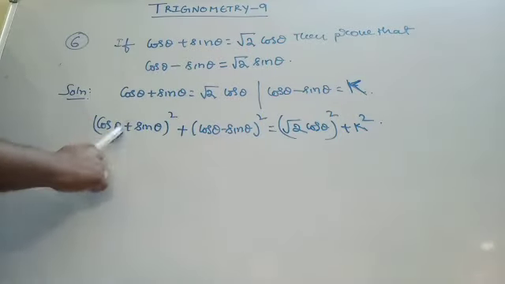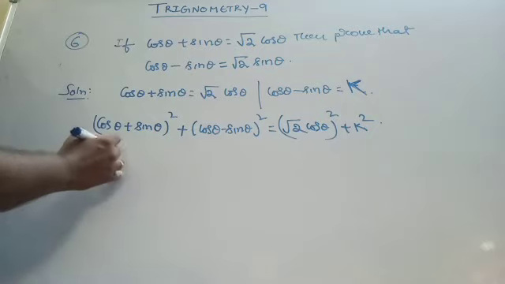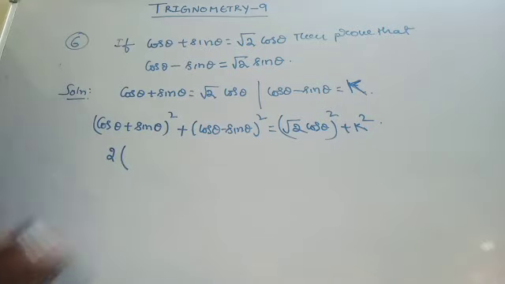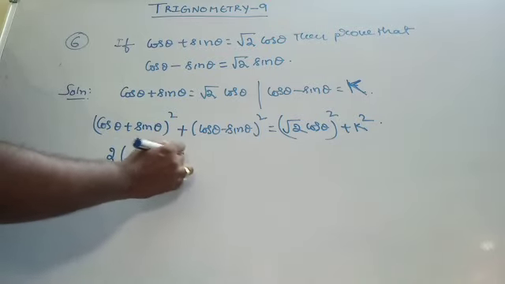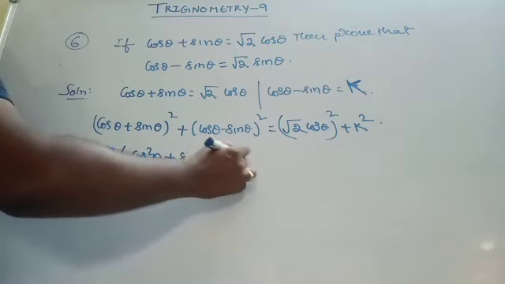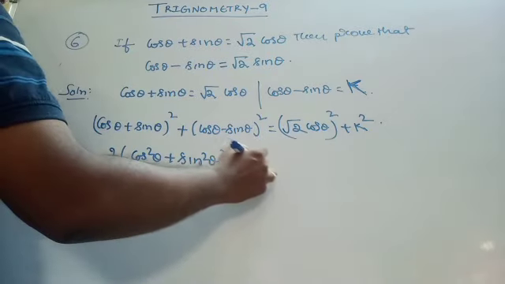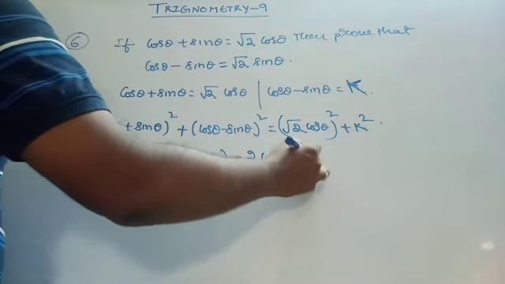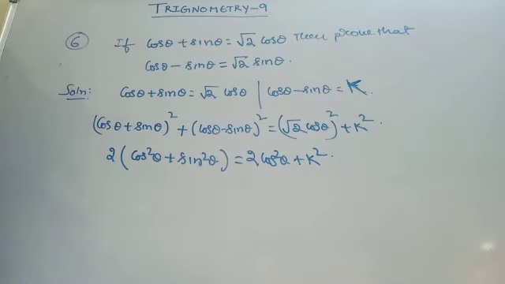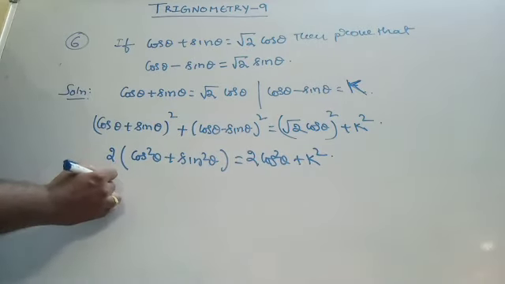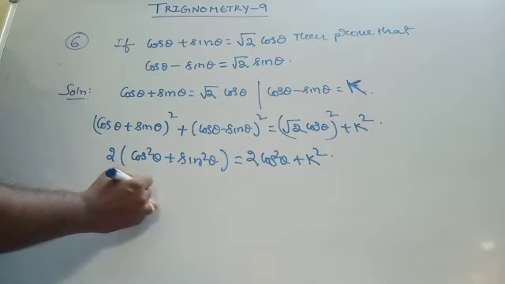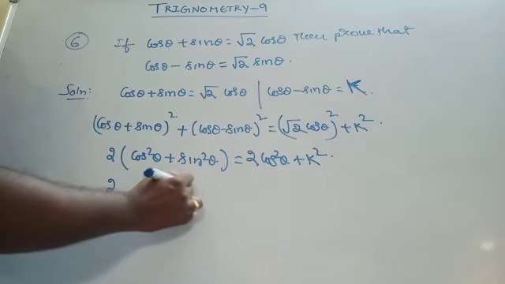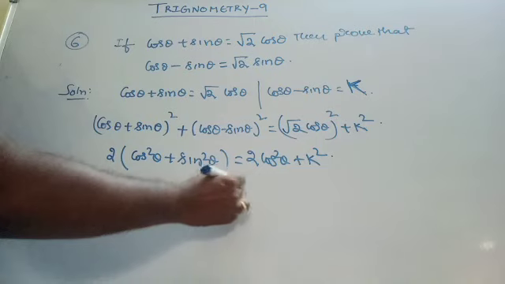This becomes a plus b whole square plus a minus b whole square, which is nothing but 2 times a square plus b square. That means 2 times cos square theta plus sin square theta. This is equal to 2 cos square theta plus k square. Wonderful. Now cos square theta plus sin square theta becomes 1, therefore this is 2 into 1, that is 2. So 2 is equal to 2 cos square theta plus k square.